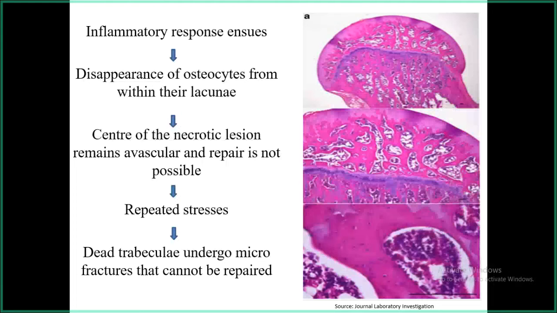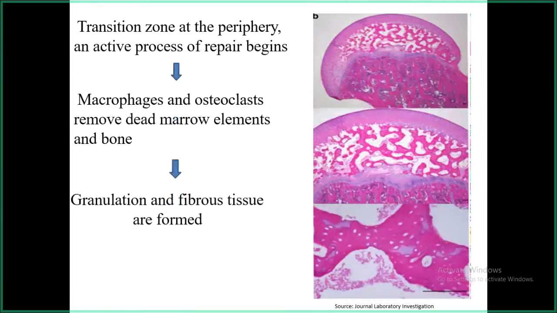The inflammatory response ensues, which causes disappearance of osteocytes from within their lacunae, so the center of the necrotic lesion remains avascular and repair is not possible. And repeated stresses cause dead trabeculae to undergo microfracture that cannot be repaired. Then there is a transition zone at the periphery.